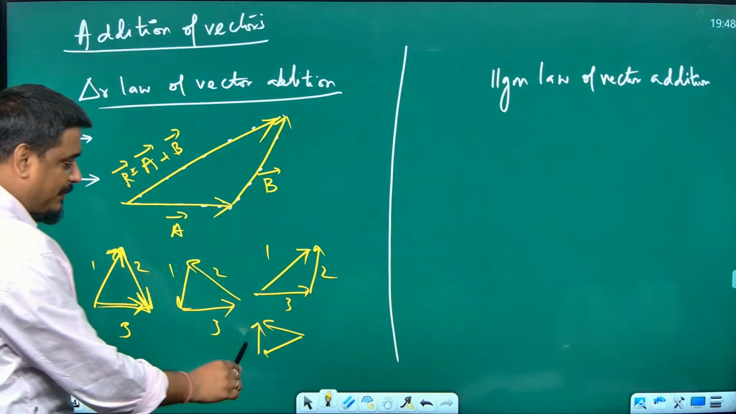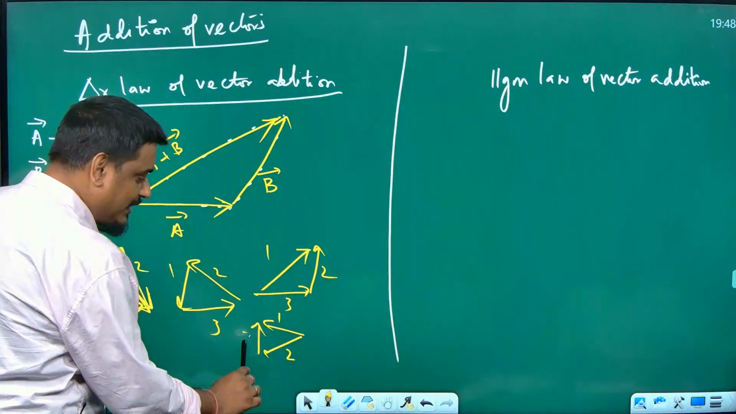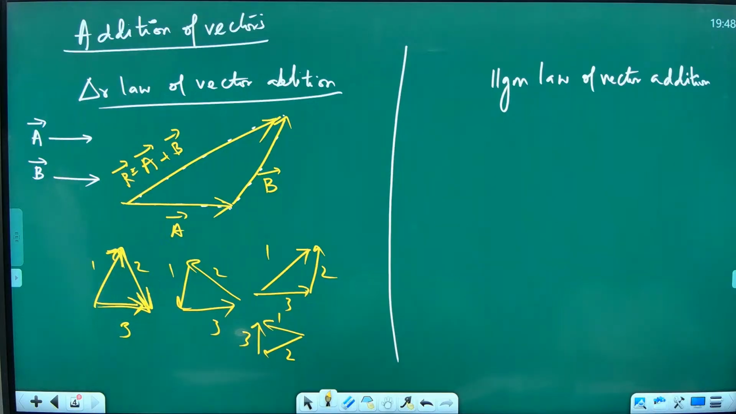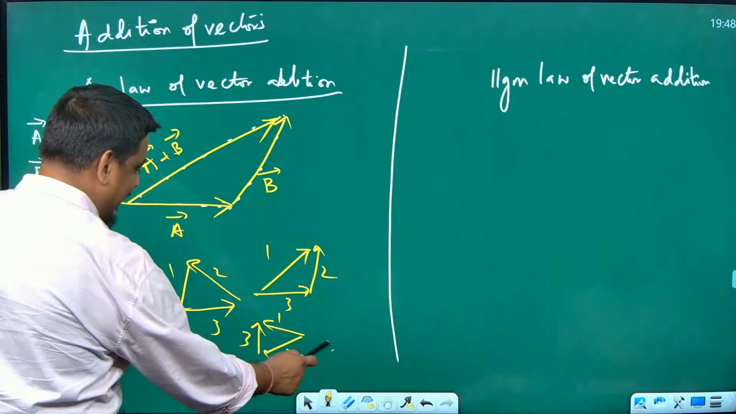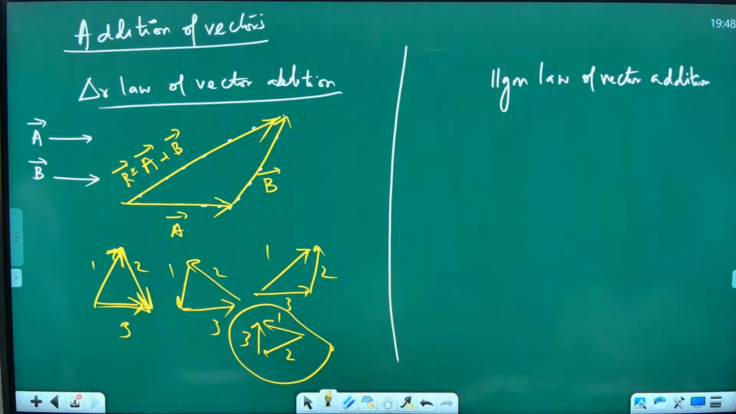Okay, here tell me 1, 2, 3. Pritish, what plus what is equal to what? Don't laugh, he is a talented boy, he will tell the answer. What plus what is equal to what? 1 plus 2 is equal to 3.